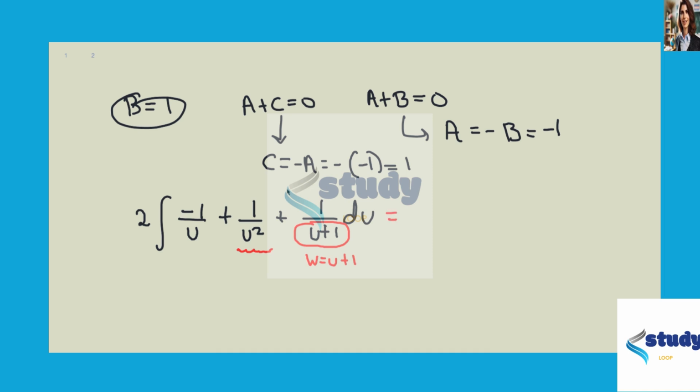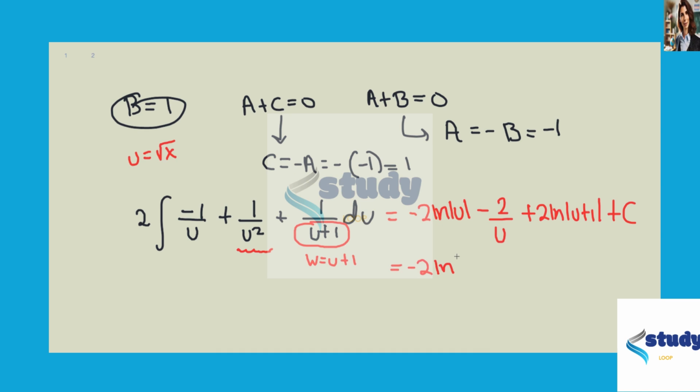For the first integral, negative 2 natural log absolute value u. And then for the next one, we get negative 2 over u using the power rule. And then for the last one, 2 ln u plus 1 plus c. Now we can replace u with how it was defined. Recall, we defined it in the beginning of this problem. So let's replace u.